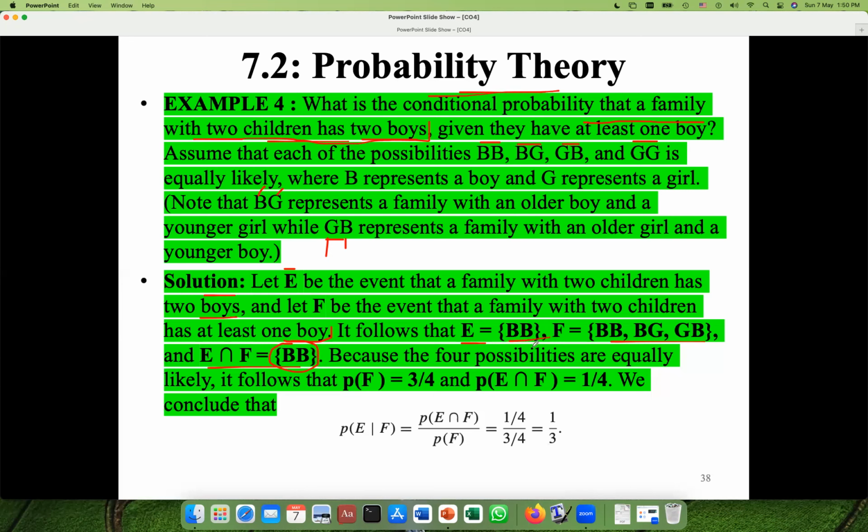And what are the total probabilities? There are 4 possibilities. So probability of F, there are 3 possibilities, so 3/4. And probability of E intersection F is only one pair, 1/4. Put this in the equation and you will have your answer.